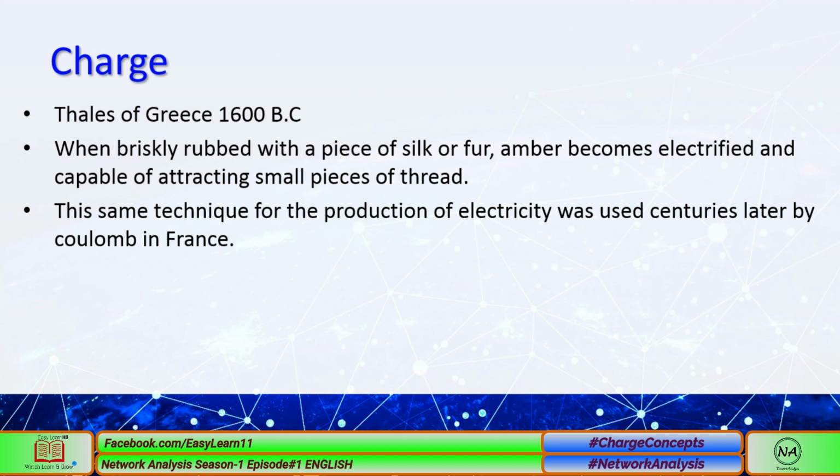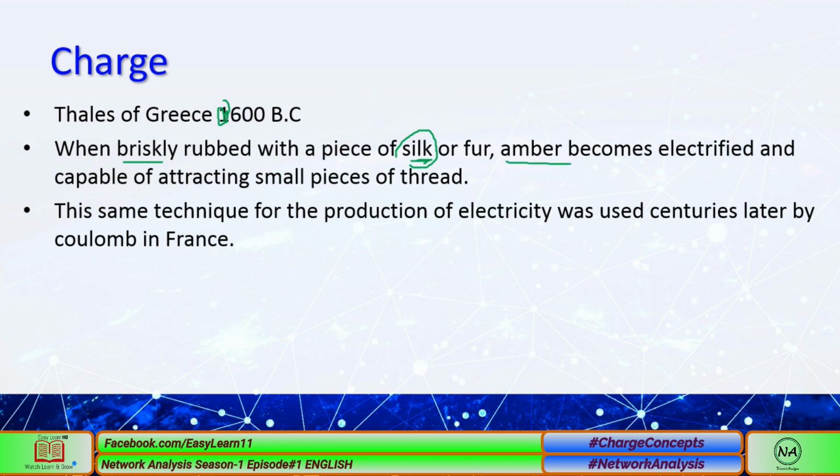It is the discovery. Thales of Greece, around 600 BC, is credited with the discovery. He noticed that when amber is rubbed briskly, meaning tightly rubbed, not simply rubbed, with a piece of silk cloth or any fur, the amber becomes electrified.